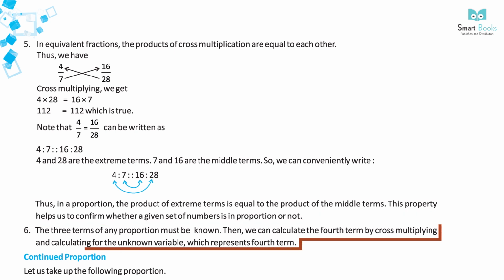6th, the three terms of any proportion must be known. Then we can calculate the fourth term by cross multiplying and solving for the unknown variable, which represents the fourth term.